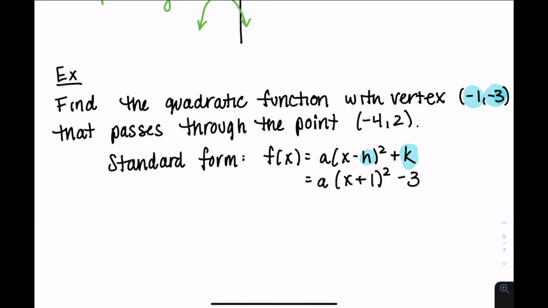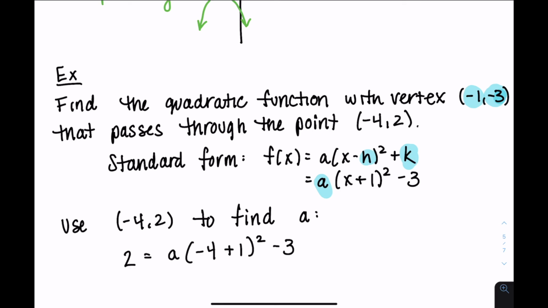So immediately I know a bit about my function. It's going to be a times (x minus -1), which is x plus 1, squared, plus k, which is minus 3. The only unknown I have now is this value of a. But I still have a piece of information I haven't used. It's got to pass through the point (-4, 2). So when x is -4, the y value should be 2. So we can plug that in.